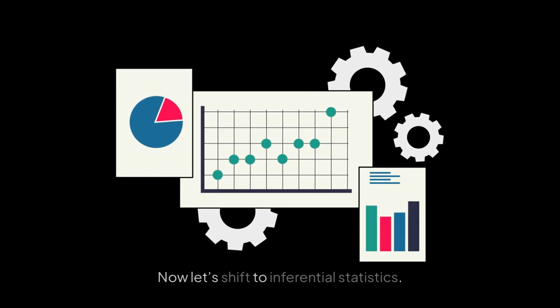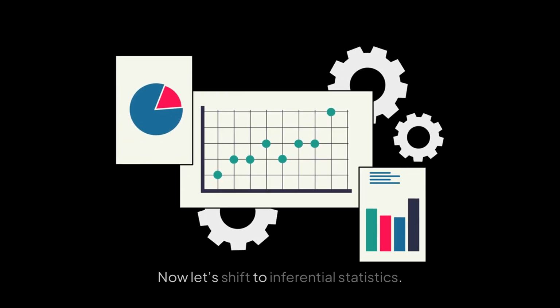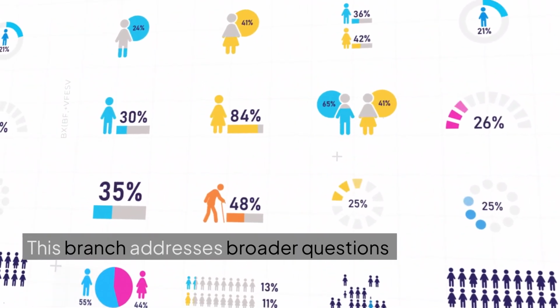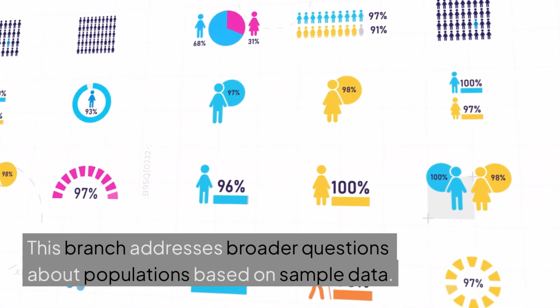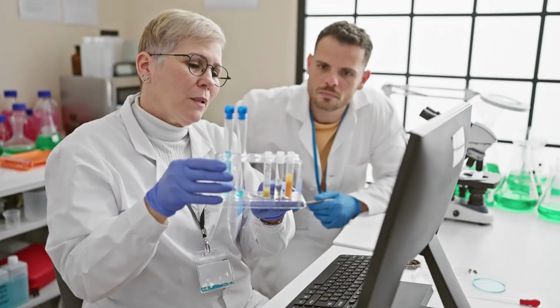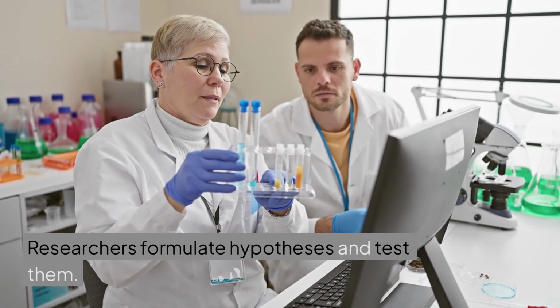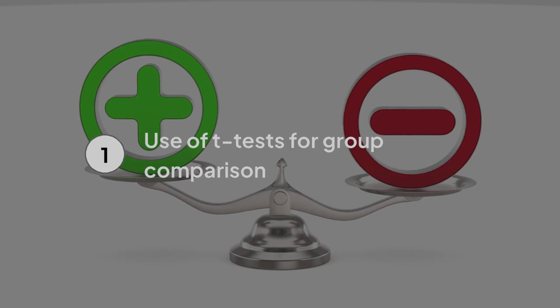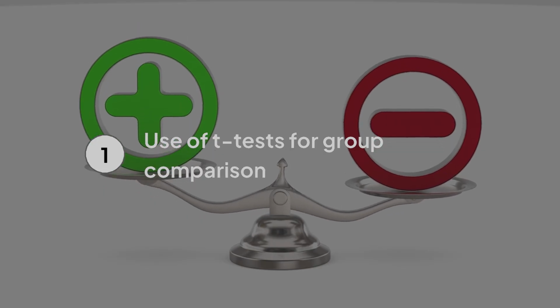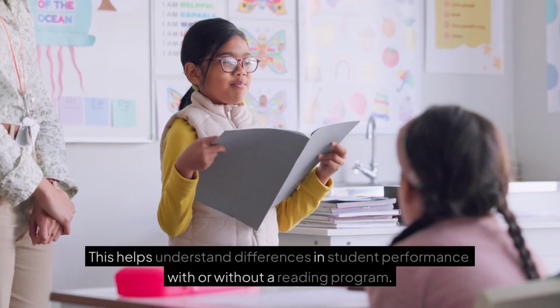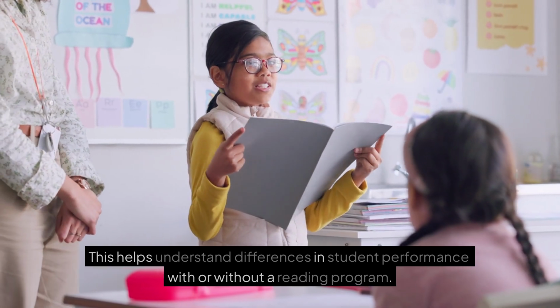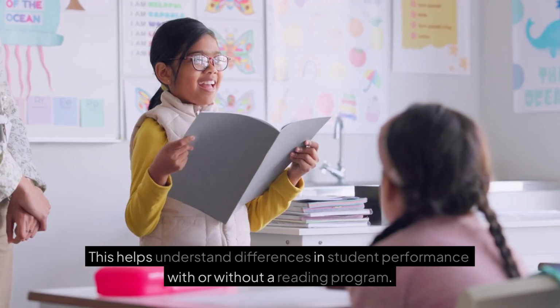Now let's shift to inferential statistics. This branch addresses broader questions about populations based on sample data. Researchers formulate hypotheses and test them. For instance, t-tests allow comparisons between two groups. This helps understand differences in student performance with or without a reading program.